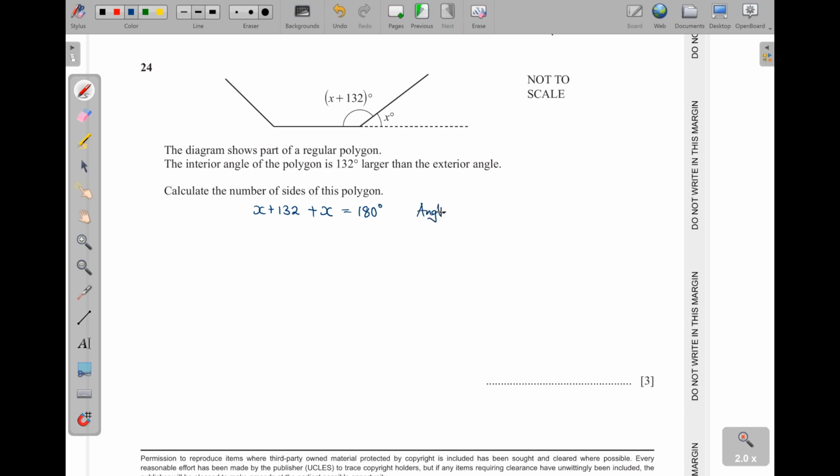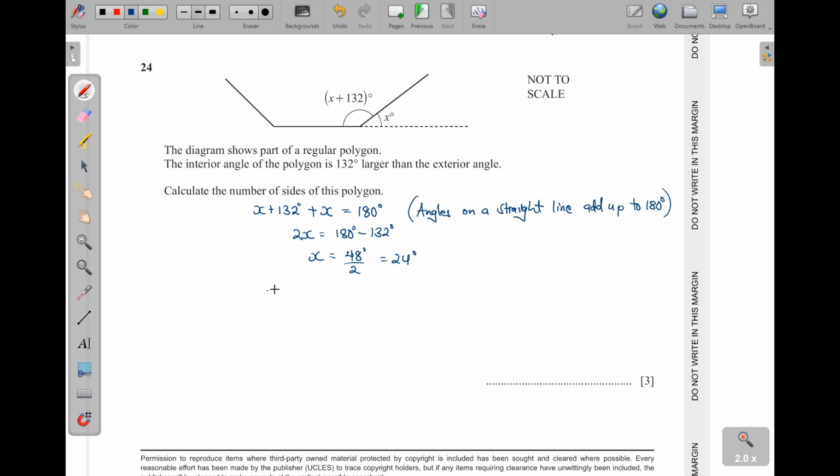Angles on a straight line, okay, angles on a straight line add up to 180 degrees. So what will be x? This is 2x, which is equal to now 180. Then minus 132. That one will give us 48. Then x is equal to that 48 divided by 2, which is equal to 24.